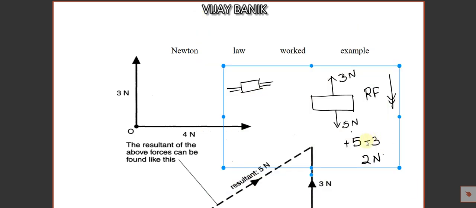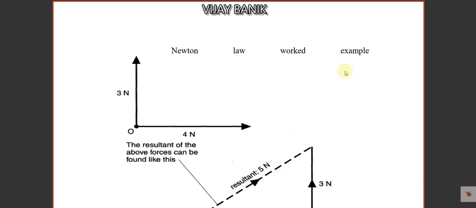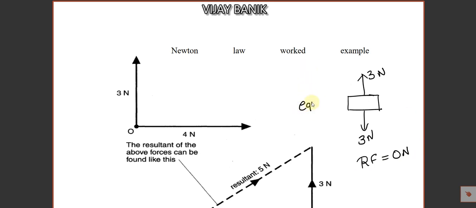Okay, and if there was a resultant force, for example, if the body had a balanced force, this is known as balanced force. This is 3 Newton, and this is also 3 Newton. What is the resultant force here? The resultant force is 0 Newton. That means this body is in equilibrium. Just remember this. If the overall force is 0, this body is in equilibrium.